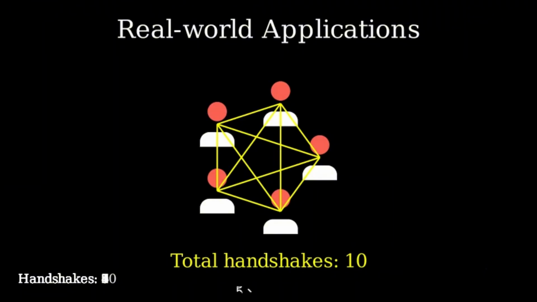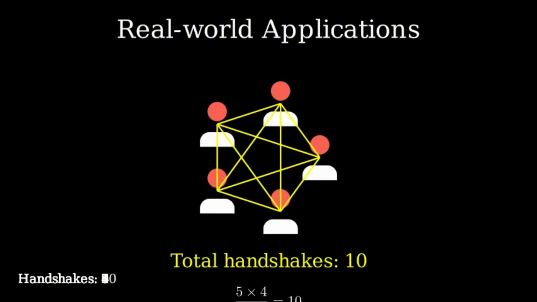We can calculate this directly using our formula. With 5 people, the number of handshakes equals 5 times 4 divided by 2, which equals 10. The reason we divide by 2 is because each handshake involves exactly 2 people, and we don't want to count the same handshake twice. Generalizing this to n people, the total number of handshakes is given by n times n minus 1 divided by 2. This is because each person shakes hands with n minus 1 other people, but we divide by 2 to avoid double counting the same handshake.